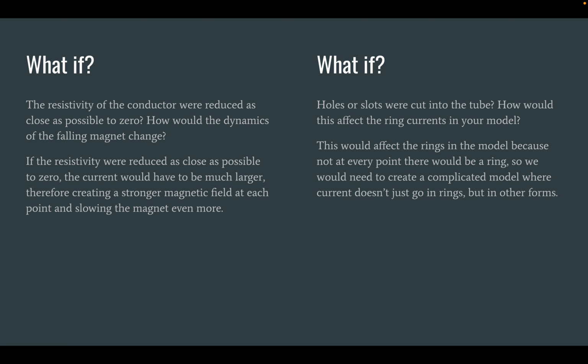And what if holes or slots were cut into the tube? How would this affect the ring currents in your model? This would affect the rings in the model because not at every point there would be a ring, so we would need to create a complicated model where current doesn't just go in rings, but in other shapes.